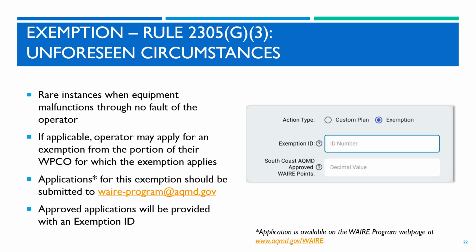There may be rare instances when equipment malfunctions through no fault of the warehouse operator. If applicable, an operator may apply for an exemption from the portion of their WPCO for which the exemption applies. Applications, which are available on the WAIRE program webpage, for this exemption should be submitted to WAIRE-program@aqmd.gov. Approved applications will be provided with an exemption ID, which the operator will be able to enter into the WAIRE POP. More information on this exemption is available on the WAIRE Implementation Guidelines.